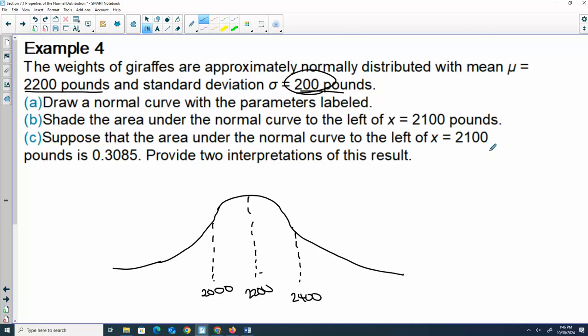Part B. Shade the area under the normal curve to the left of x equals 2,100 pounds. So 2,100 would fall in between these two. And we are just shading everything to the left of that.